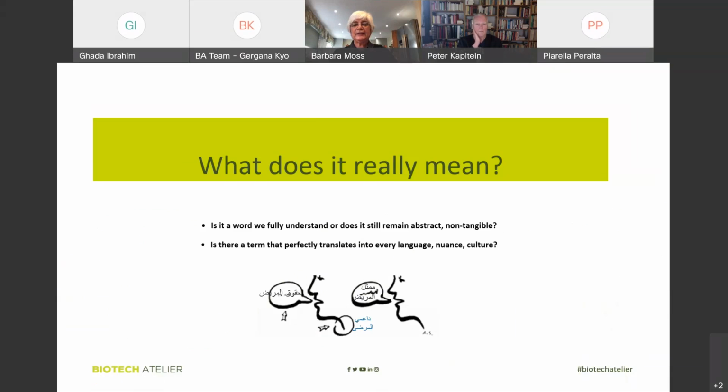So what does it really mean? Is it a word we fully understand? Because somehow I question that. Is it really a word we fully understand, or does it still remain quite abstract, non-tangible? Is there a term that perfectly translates into every language or nuance in every culture? I'm Egyptian, Swiss. I speak English, French, and Arabic, and still can't get it right. In Arabic, for example, a language spoken in 25 countries with nearly 500 million people, if not more, we still haven't gotten a term to stick. Not that we're not working on finding a term, but because it's really, really difficult. Some terms may even get you into a lot of trouble, politically and in other ways, and it can set you back a few years. If you don't have the proper term, you can get into trouble. So even if we do get it right, are we all referring to the same thing?